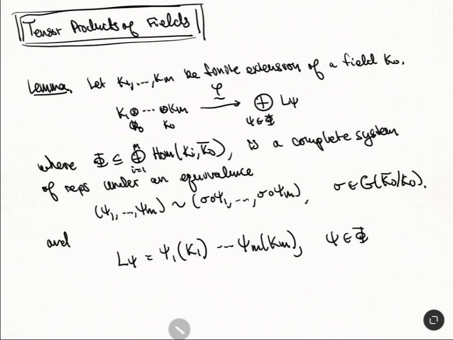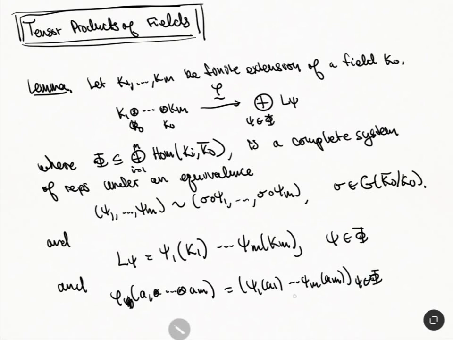And then the map phi: phi psi of a1 tensor up to am will be psi 1 a1 through psi m am, and these vary over all psi. So we'll get a big tuple of these, and this is what we'll call phi psi of a1 tensor up to am. The tensor is over this field. So we have this direct sum decomposition like this.